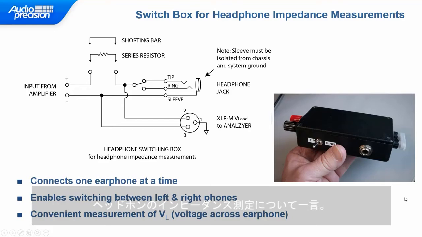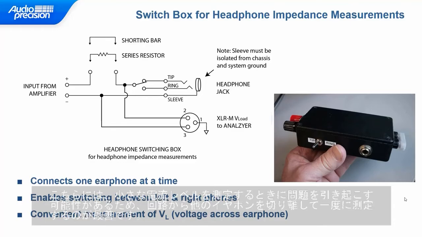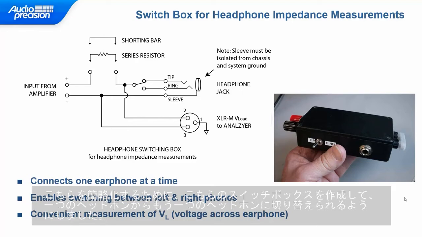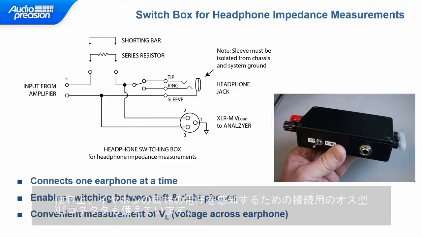And a note about headphone impedance measurements. In most headphones, the left and right earphones share a common ground. This can cause problems when measuring the small current levels present, so we found that it's best to measure one earphone at a time by disconnecting the other one from the circuit. To make this easier, we made this switch box, which enables switching to one headphone or the other. For convenience, it also has a male XLR connector for connections to sense the voltage across the earphone.